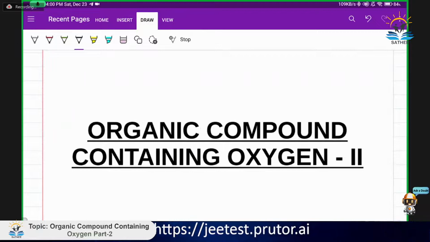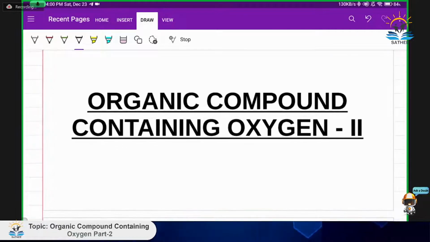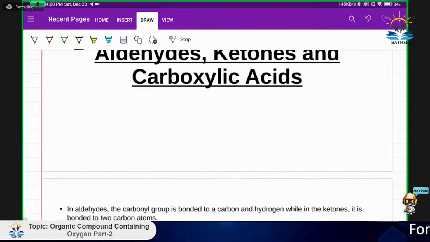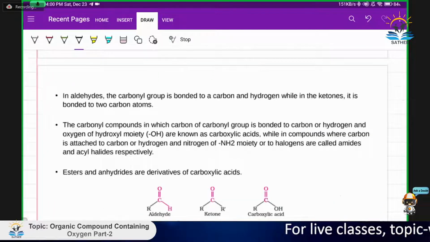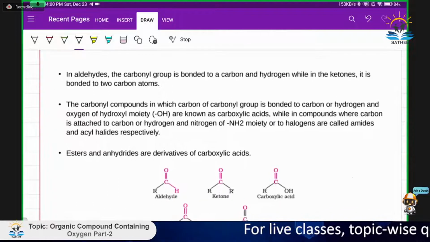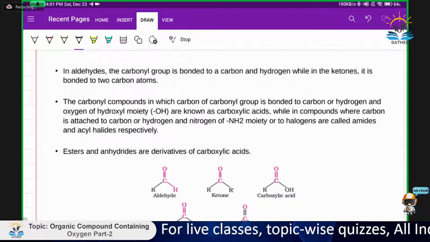In the last class, we discussed organic compounds containing oxygen, the first part of the chapter on alcohols, phenols, and ethers. Today we'll be discussing the second part of that. The chapter we are discussing is aldehydes, ketones, and carboxylic acids. In aldehydes, the carbonyl group is bonded to a carbon and hydrogen, while in ketones, it is bonded to two carbon atoms.